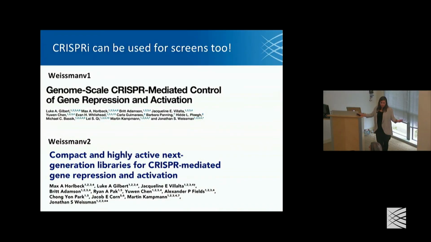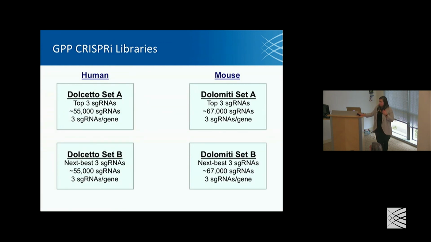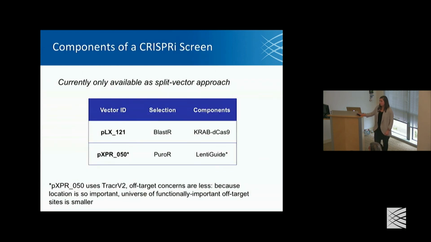There are 2 currently existing CRISPRi libraries out there from Weizmann. We also have developed human and mouse CRISPRi libraries, Dolcetto and Dolomiti, and each is divided into 2 different sets. Set A is your top 3 guide RNAs, and set B would be your next 3 guide RNAs. In terms of how to execute a CRISPRi screen, it's very similar to the split vector lenti-guide approach that you might use for knockout, where you would establish cell lines expressing dCas9-KRAB, and you would then infect your guide in a separate vector.